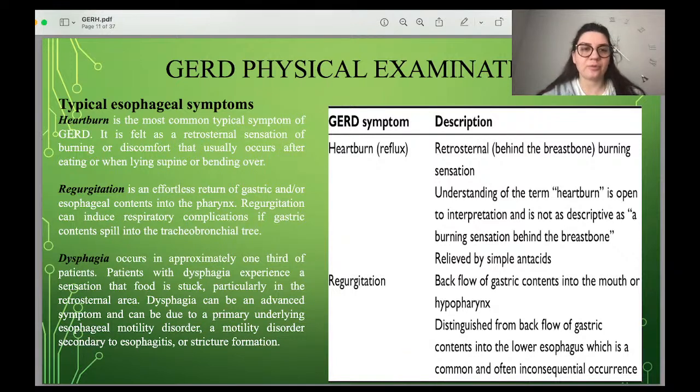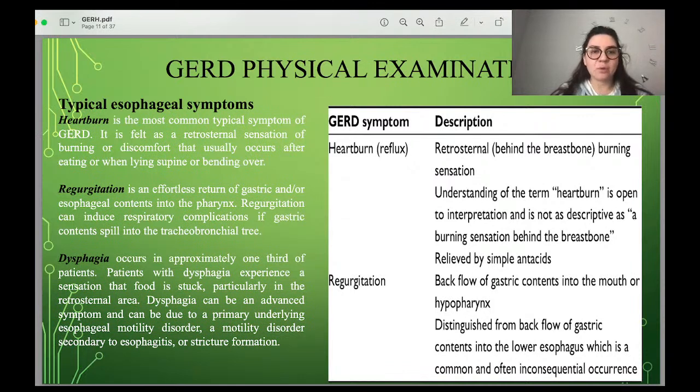Physical examination of patient with gastroesophageal reflux disease. What typical symptoms are we trying to find during physical examination? First, it is heartburn. It is the most common typical symptom and the most common complaint of the patient with gastroesophageal reflux disease. It is felt like a retrosternal sensation of burning or discomfort that usually occurs after eating or when lying supine or bending over.